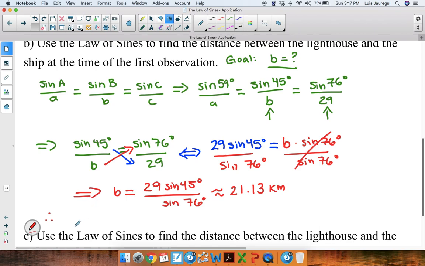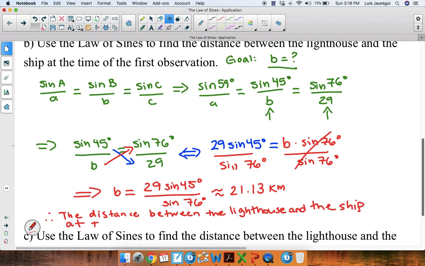And we can write that down. So the distance between the lighthouse and the ship at the time of the first observation is about 21.13 kilometers.